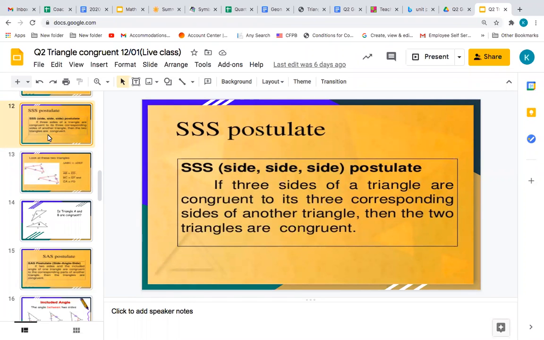Hi everyone. Last time we were looking at the side-side-side postulate. So if three sides of a triangle are congruent to the corresponding sides of another triangle, then those two triangles are congruent.